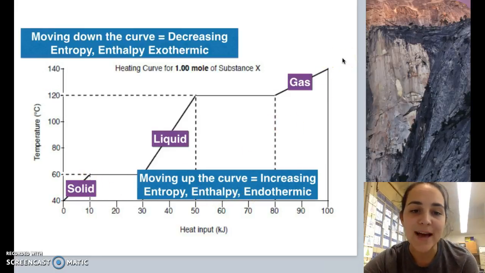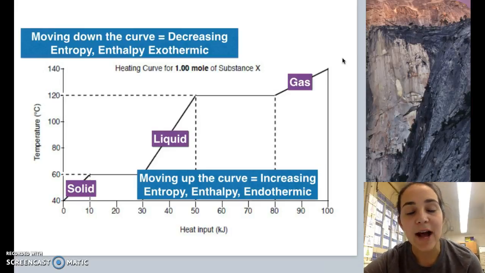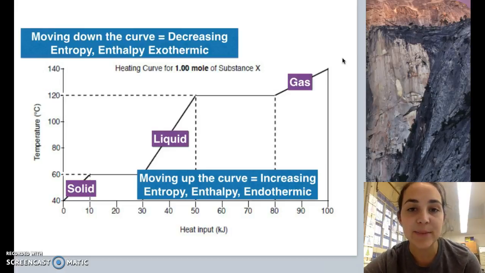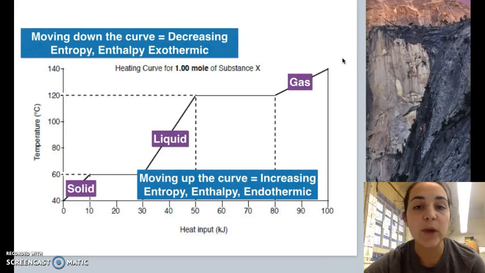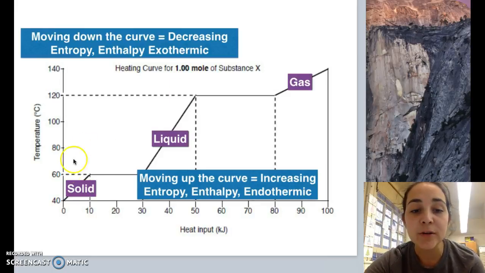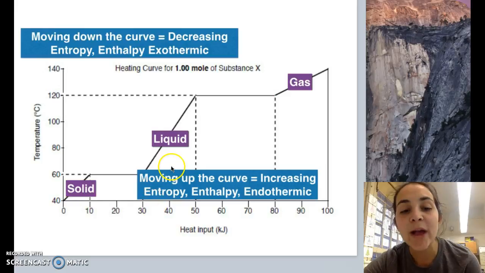For example, if I said that I had solid ice going to liquid water, I could claim that I increased my entropy, that my enthalpy went up, and that this was an endothermic reaction. Whenever you see questions like this, you should sketch out your curve, and you should think about which way you're moving on the curve in order to answer the question about entropy, enthalpy, or exo or endothermic.